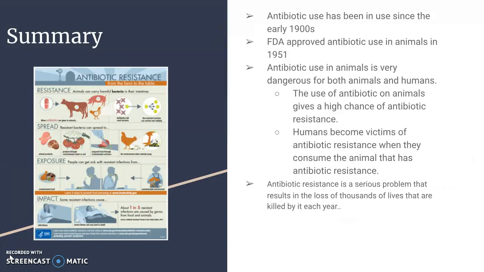To conclude, we found that antibiotic use in food animals has been in use since the early 1900s, and in 1951 the FDA approved antibiotics use for them. When using antibiotics on an animal, there is a high chance that it can get antibiotic resistance. And as we may all know, antibiotic resistance is a deadly thing to catch since the animal is no longer able to fight the bacteria.